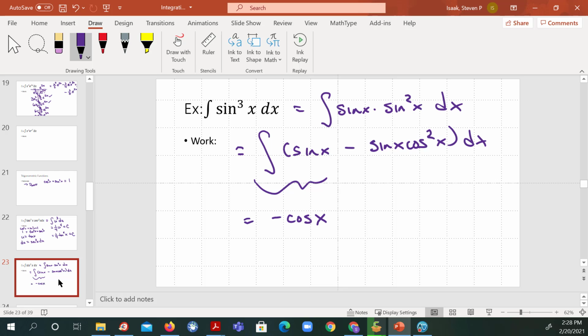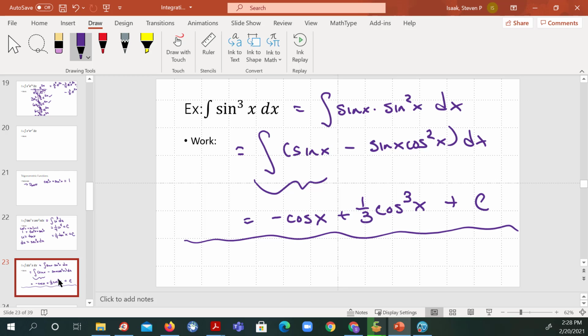If u is cosine of x, du is minus sine of x, so this is plus 1/3 cosine cubed x plus constant. Well, you know what? Let's check this. Let's take the derivative of this. What is the derivative with respect to x of minus the cosine of x plus 1/3 cosine cubed x plus constant? The derivative of cosine is minus sine, so the opposite of minus sine is sine x.